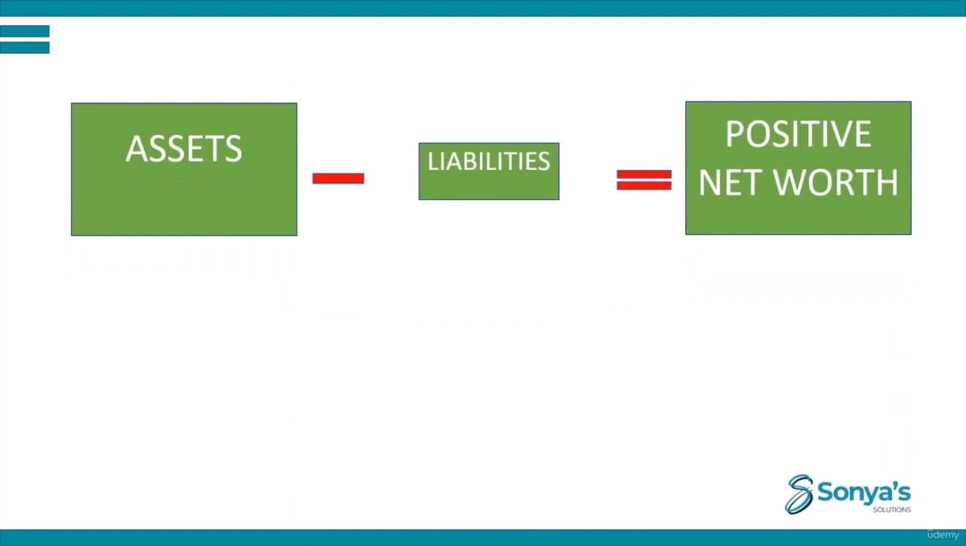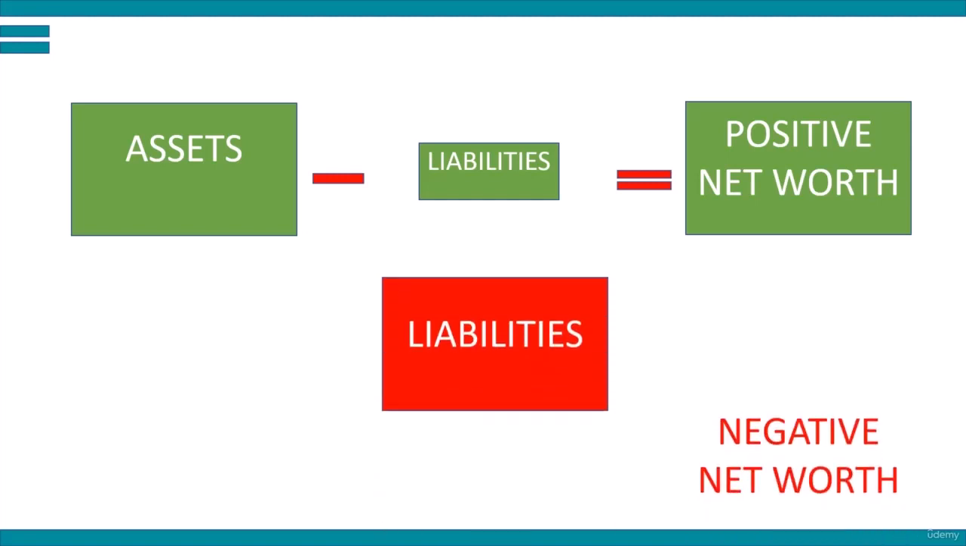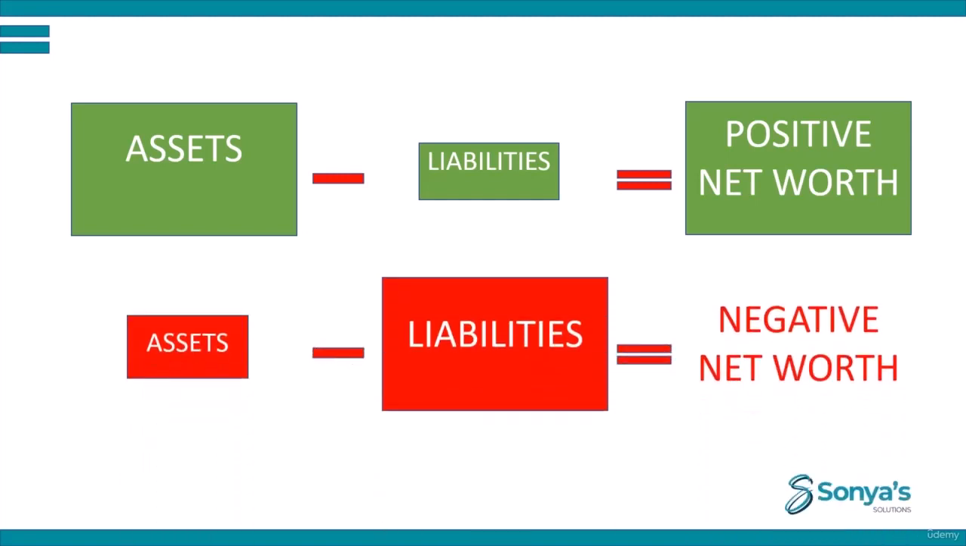We are financially stable if our net worth is positive, so we have more assets than debt, and particularly if our net worth grows during our lifetime. If we have more debt than assets, then we have negative net worth, which can be an indicator of financial hardship.